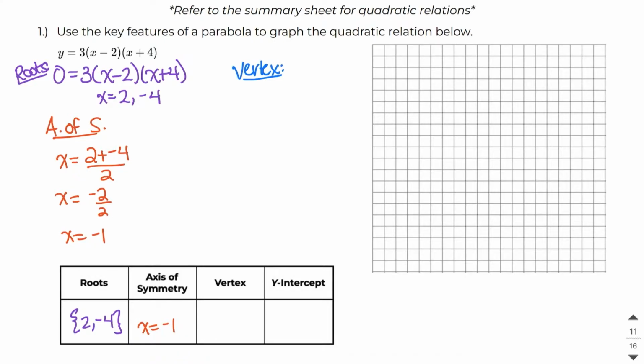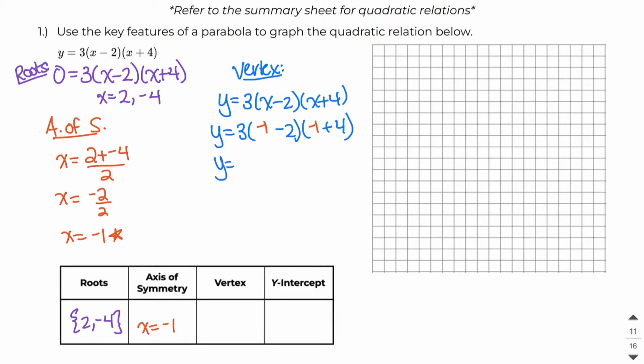So right here, our equation would be y equals 3 times x minus 2 times x plus 4. But instead of x, I'm going to now replace it with this negative 1 that we got from our axis of symmetry. So I'm going to color code this in orange so you can see that we got it from this axis of symmetry that we have right here. And then I'm just going to go ahead and evaluate. So it's going to be y equals 3 times negative 3 times positive 3. And then when I multiply this whole thing together, I get negative 27. So here my vertex would be at negative 1, negative 27.